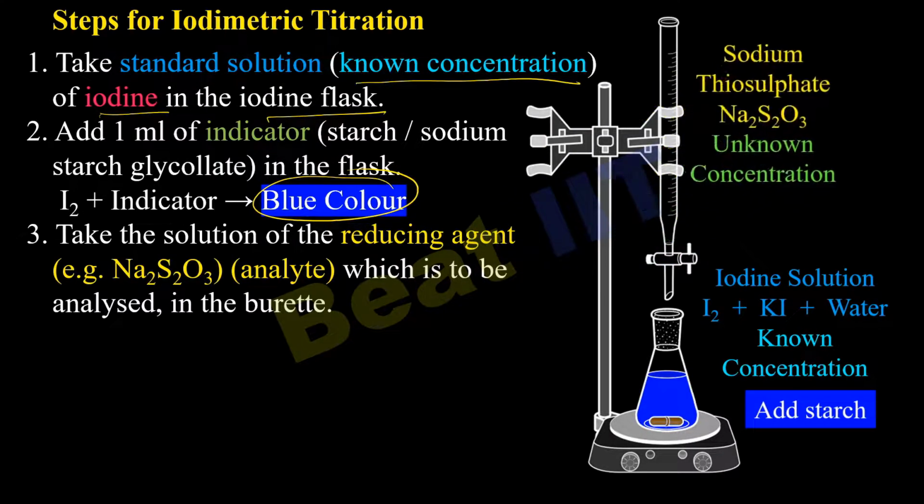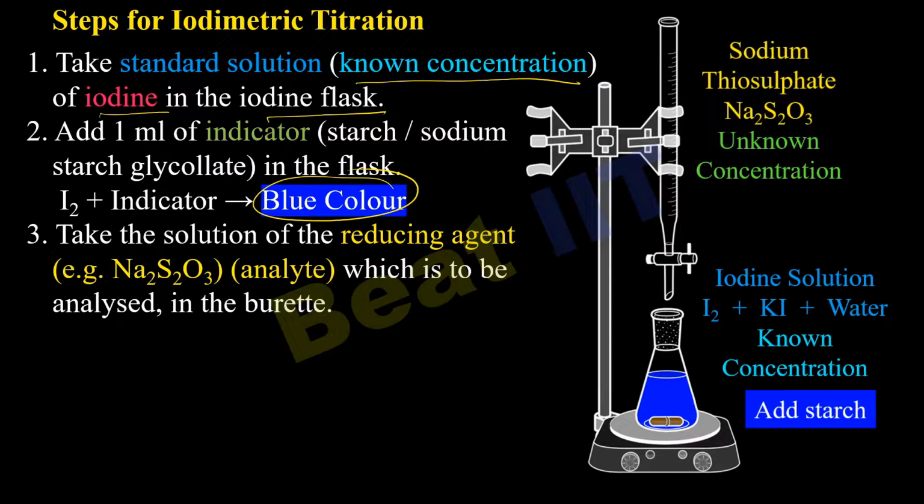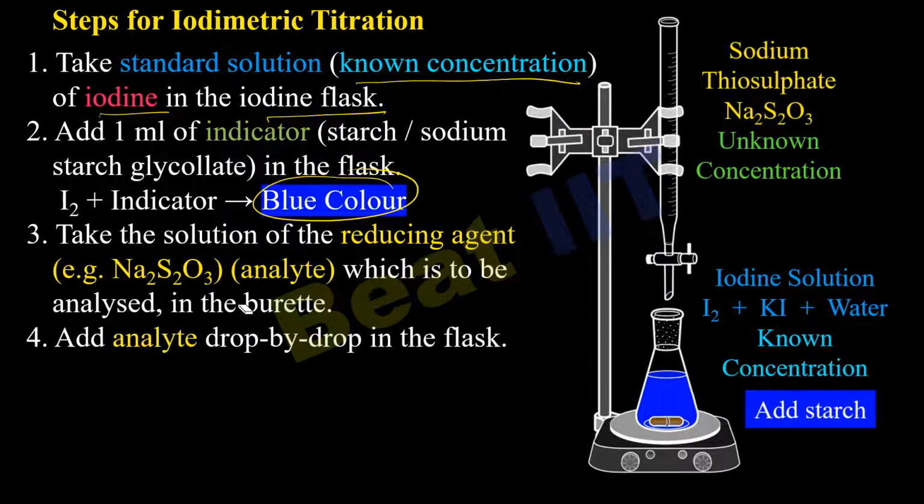Take the solution of reducing agent, for example sodium thiosulfate, which is called analyte. Analyte means that substance which is to be analyzed. We don't know the amount of this one. We need to know the amount of this particular substance, that is called analyte. Here in this case sodium thiosulfate, it can be any other reducing agent we have talked about. Out of those, any reducing agent.